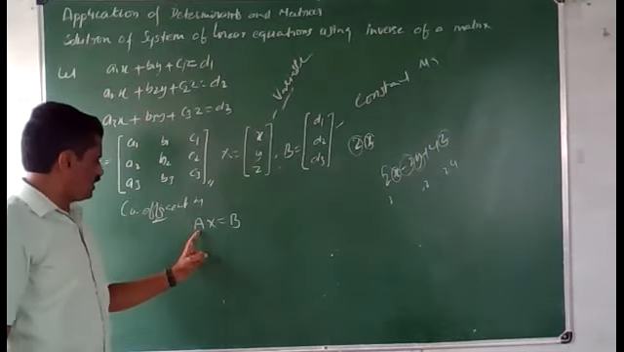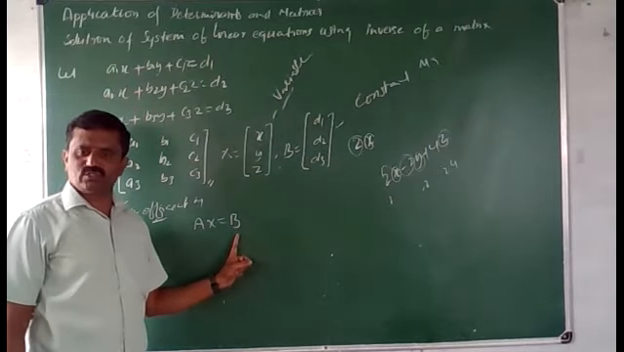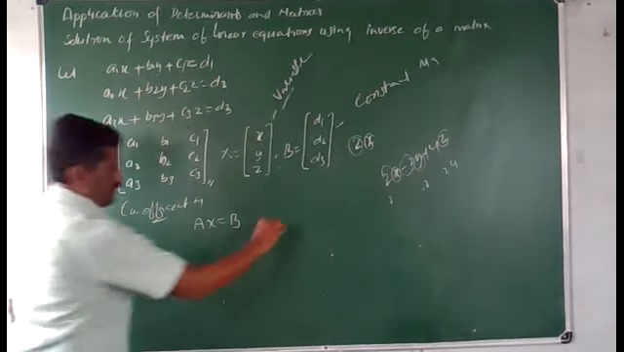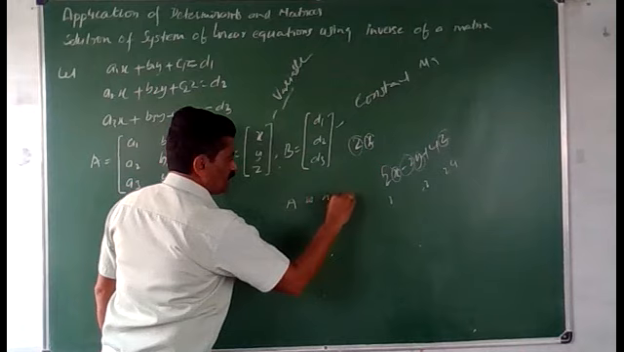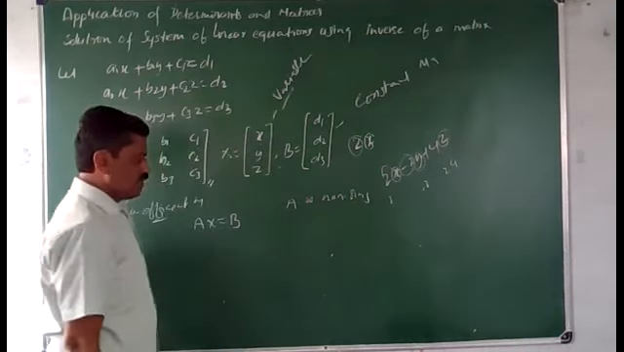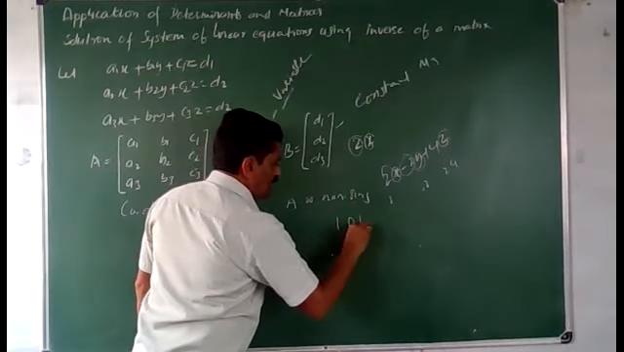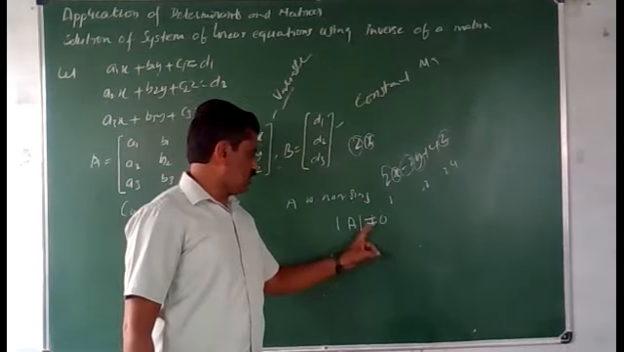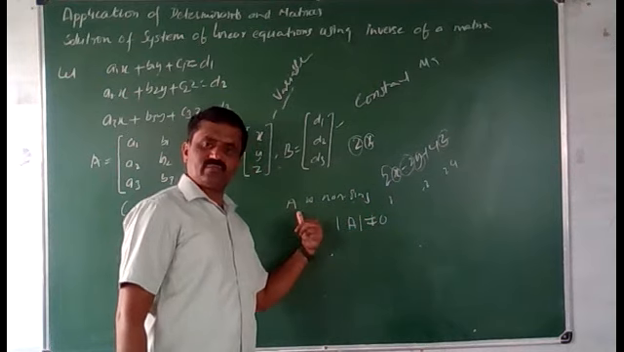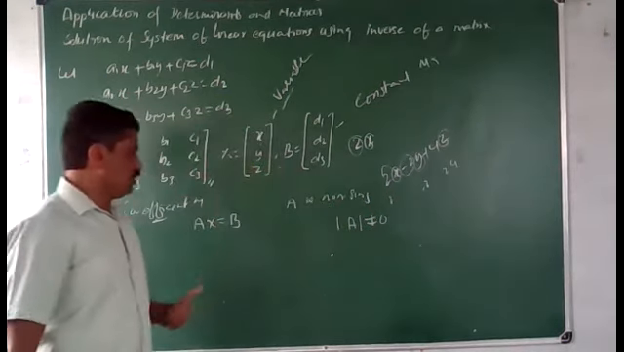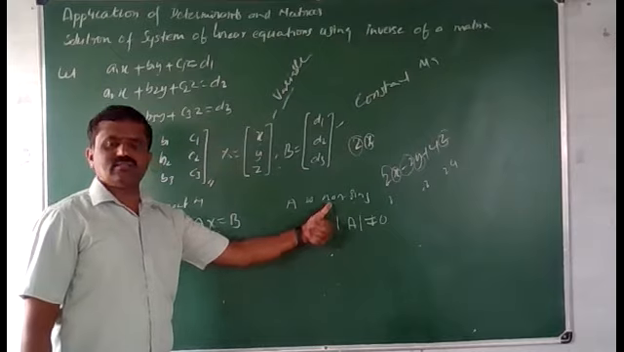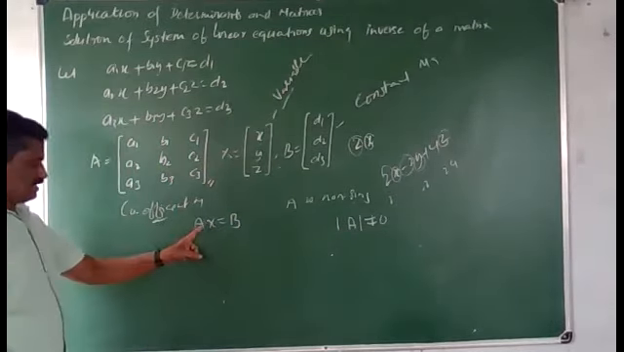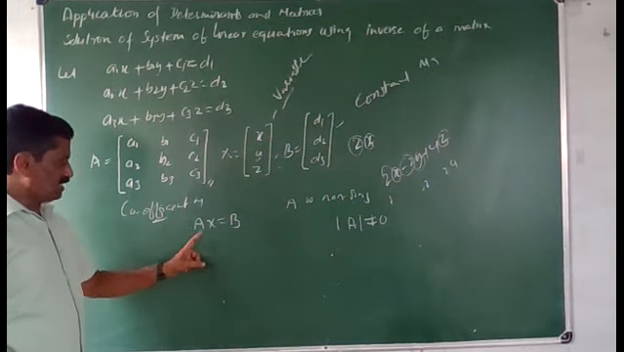Now this can be written as AX is equal to B. So if A is a non-singular matrix, we know what a non-singular matrix is: whose determinant is not equal to 0. If the determinant of A is not equal to 0, then we call such a matrix as what? Non-singular matrix. We know that only for a non-singular matrix, the inverse of the matrix exists. So remember this.